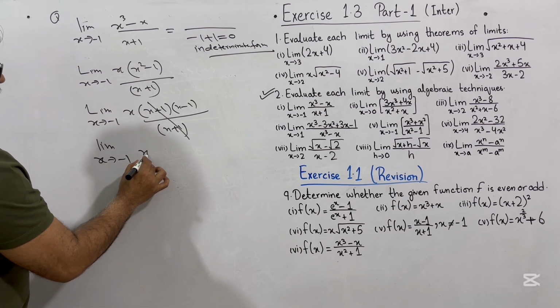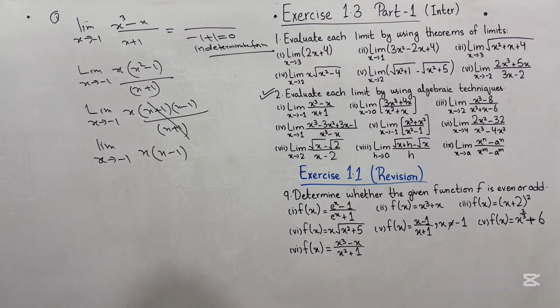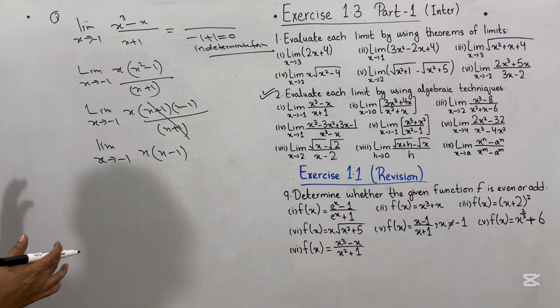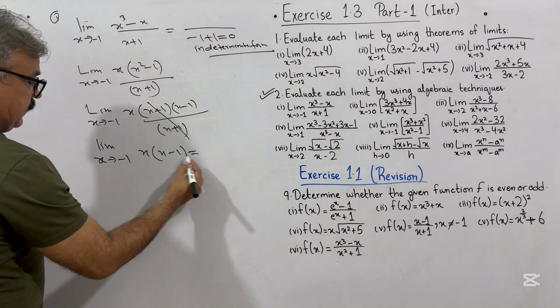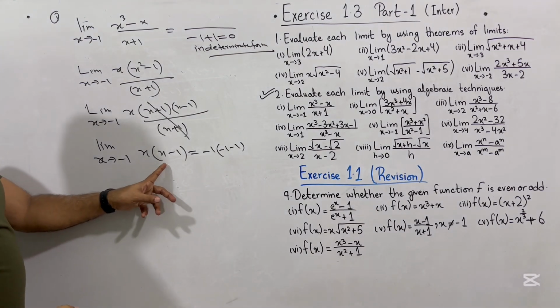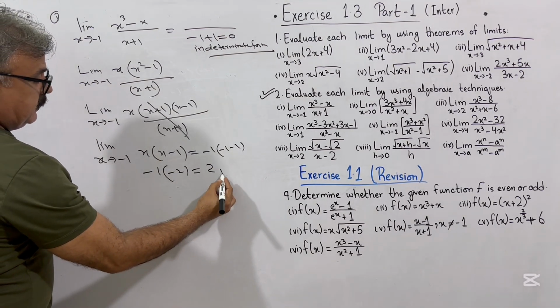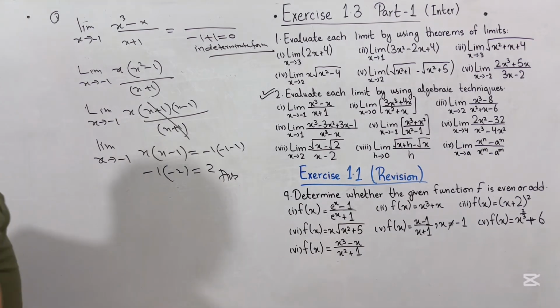We are going to have something like this. x tends to minus 1, x times x minus 1. Now, there is no more denominator. We take a sigh of relief. Just put the limit directly. Now x means minus 1, minus 1. It will become minus 1 times minus 2. Positive 2 is the answer.